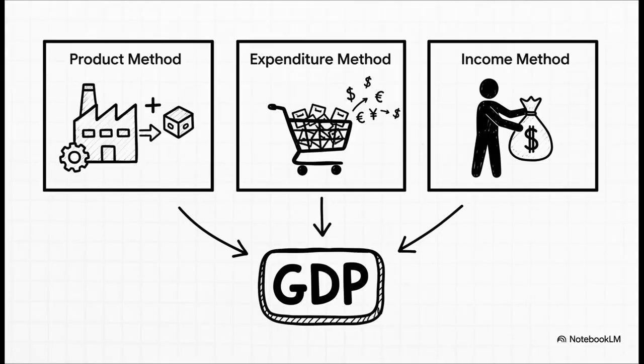So, to quickly revise, the product method adds up all the value added. The expenditure method adds up all the final spending. And the income method adds up all the incomes earned. Easy peasy. Now that you're an expert on GDP, let's go meet its family.